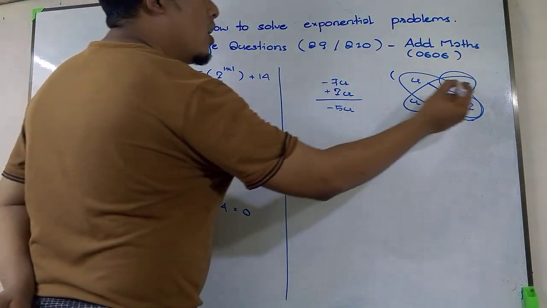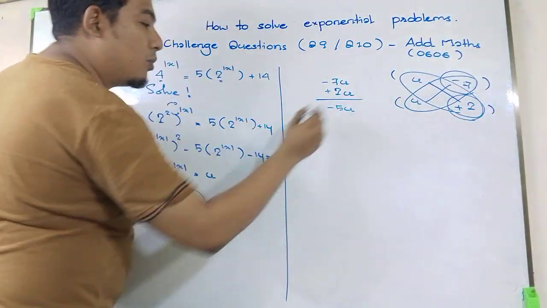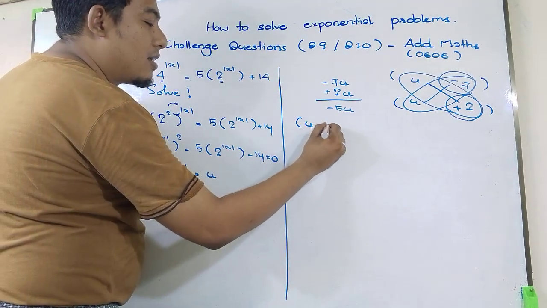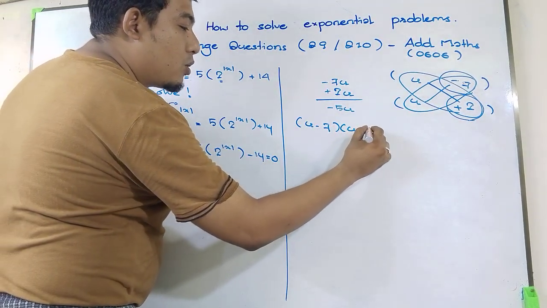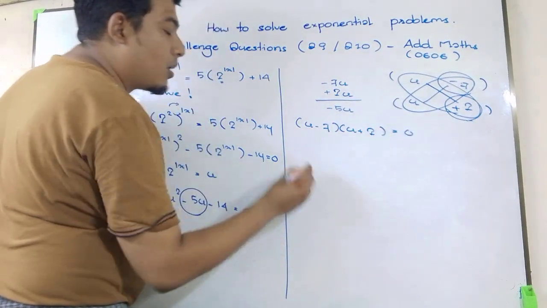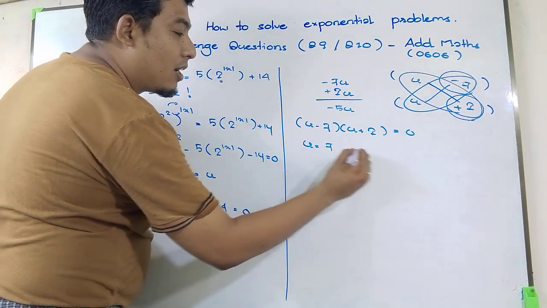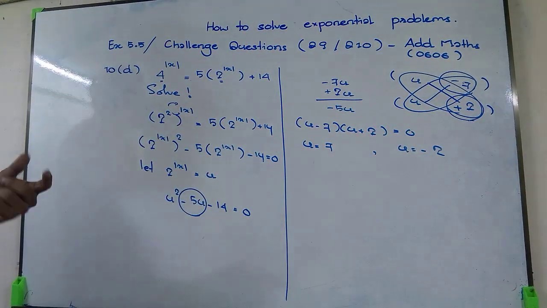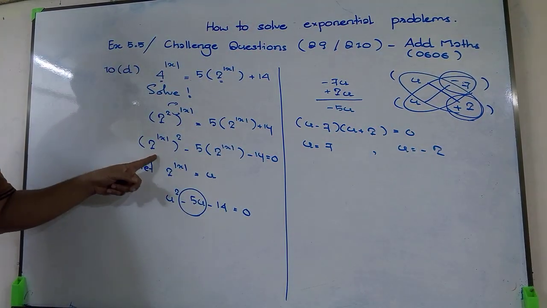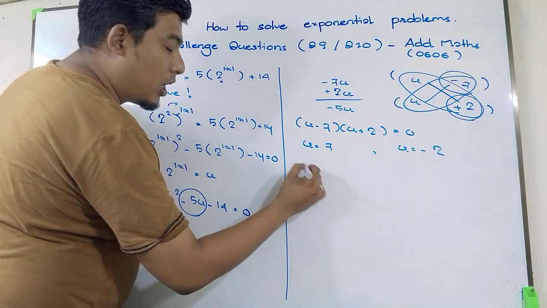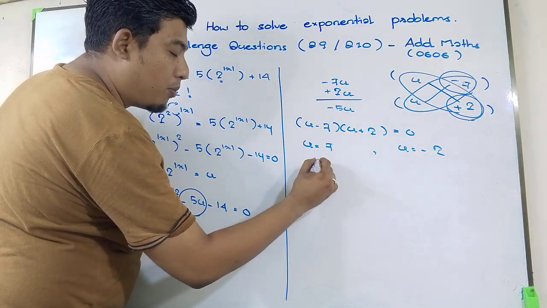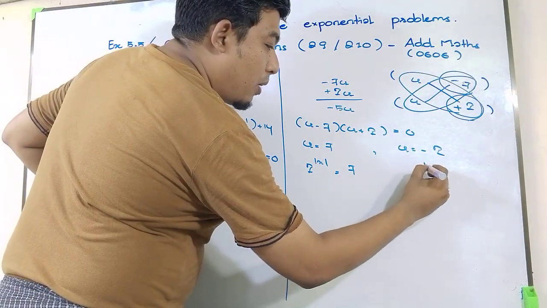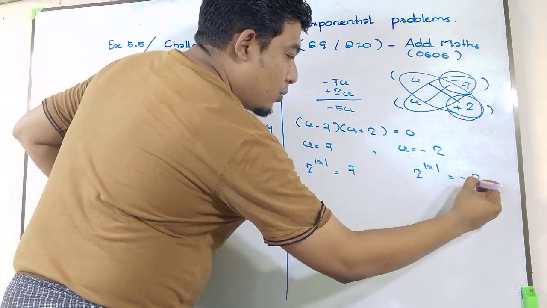Then you can use u minus 7 and u plus 2 as the factors of this equation. So u minus 7 times u plus 2 is equal to 0. So u is equal to 7 and u is equal to negative 2. But you are not going to find u, you are going to find x. That is why you have to equate 2 to the power modulus x is equal to 7 and 2 to the power modulus x is equal to negative 2.